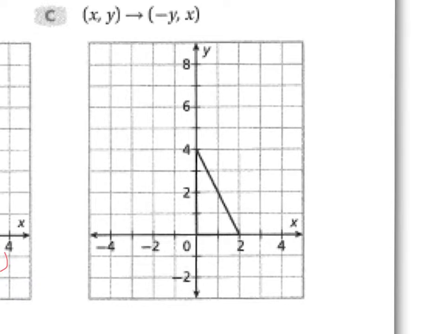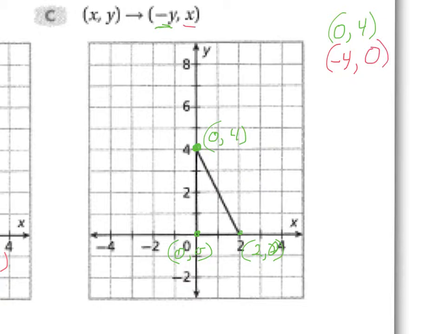We're dealing with the same triangle, so we still have 0, 4, 0, 0, and 2, 0. And this one says that we're going to take the y-coordinate, change the sign, and make it our x-coordinate. So 0, 4, we change the sign of the y-coordinate, so that 4 is going to become negative 4, and we make it our x-coordinate. And then we make our x-coordinate our y-coordinate. So my new point would be negative 4, 0.